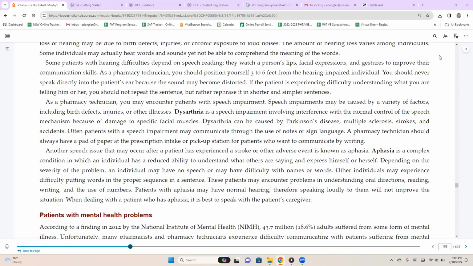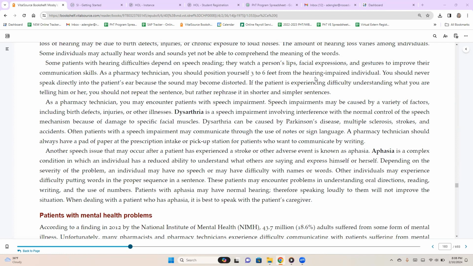You may also encounter patients with speech impairment. Speech impairment may be caused by a variety of factors, including birth defects, injuries, or other illnesses. Dysarthria is a speech impairment involving interference with the normal control of the speech mechanism because of damage to specific facial muscles. It can be caused by Parkinson's disease, multiple sclerosis, strokes, and accidents. Often, patients with the speech impairment may communicate through the use of notes or sign language. A pharmacy technician should always have a pad of paper at the prescription intake or pickup station for patients who want to communicate by writing.